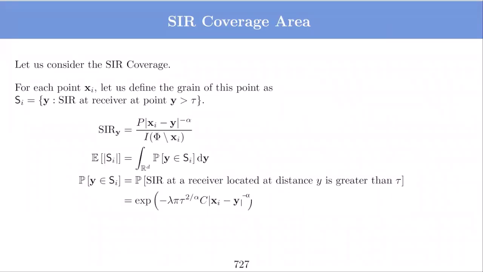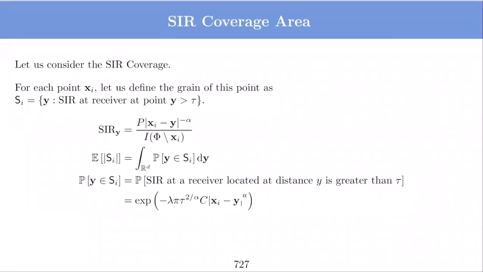So we get this expression for path loss alpha, and then the remaining step would be to compute the expected value of S_i. So you integrate this to compute the expected value of S_i, and from that you can compute the probability that none of the points is covered. But then you cannot compute the probability that a point is covered by SIR, because this model is not a Boolean model, right?